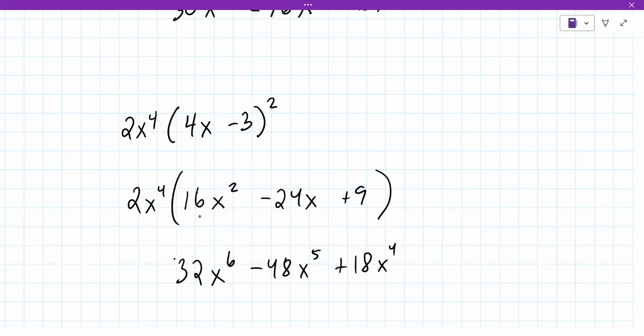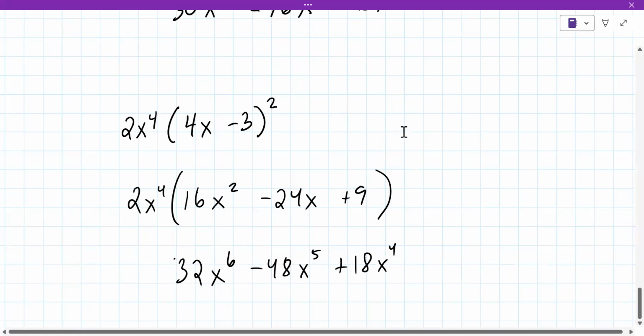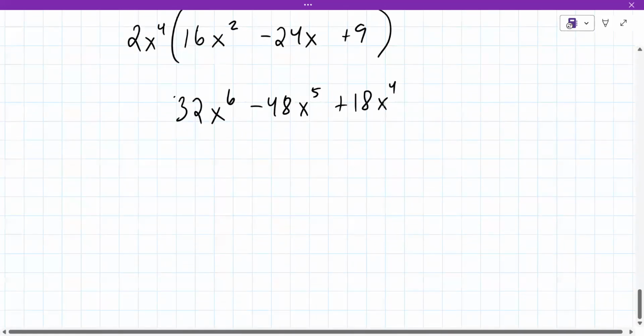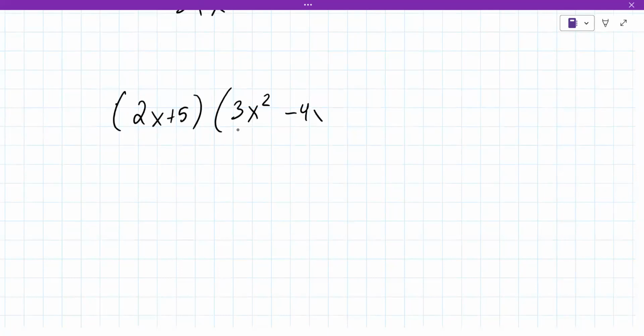All right. Good job on that front. Let's take a look here at another problem. So sometimes it's more than FOIL. It'd be like 2x plus 5 times 3x squared minus 4x plus 1.